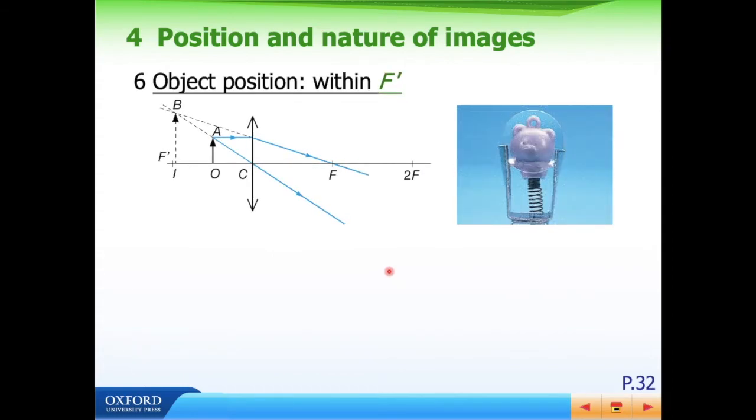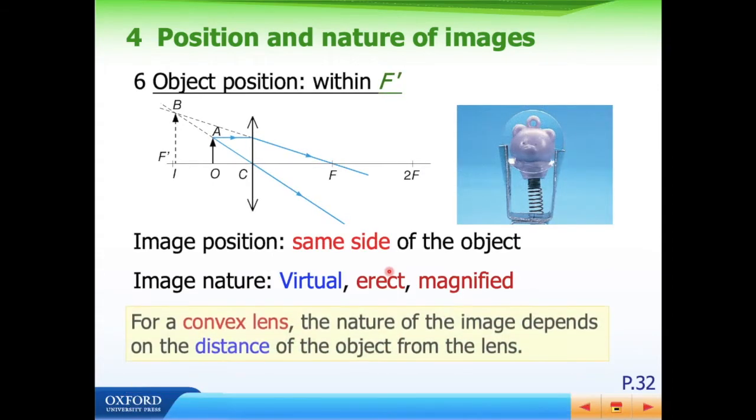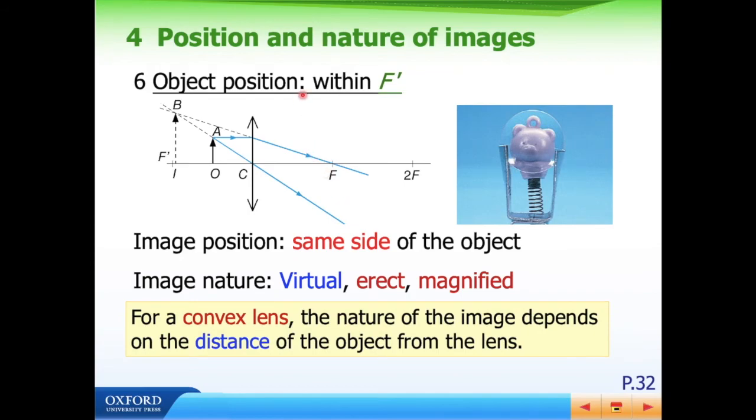Now, situation number 6. In this case, class, the object is located at this point within F prime. Using our ray diagram, we are able to trace exactly where our image is located. So our image is located right here at the back.